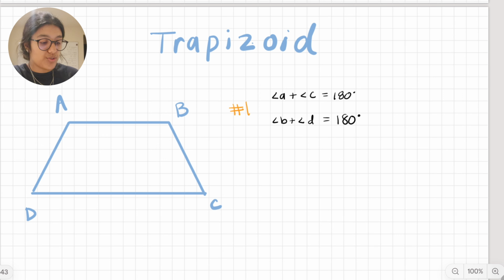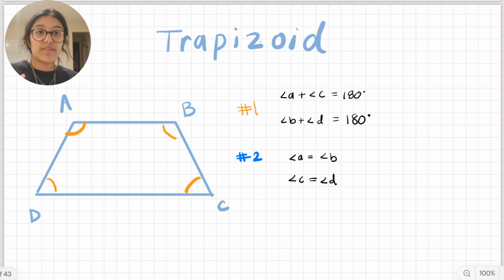Alright, so now on to trapezoids. There are a few less properties and rules about trapezoids. There are mainly 2 main ones. So the first one is that angle A plus angle C is equal to 180. And correspondingly, angle B plus angle D is also equal to 180. So how you can remember is that the sum of those opposite angles is equal to 180 degrees.